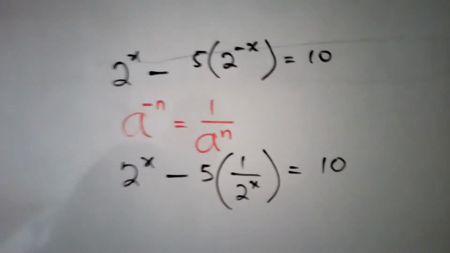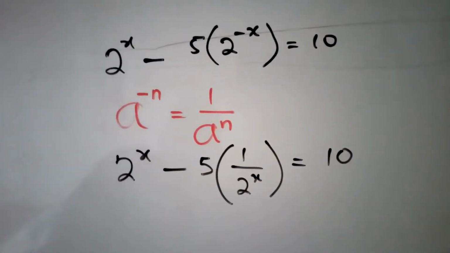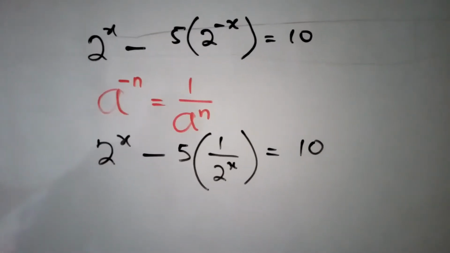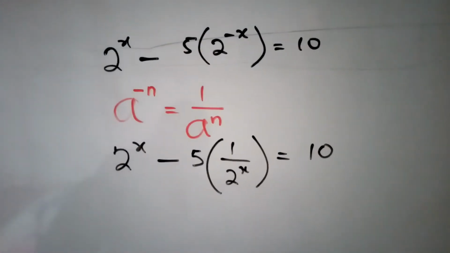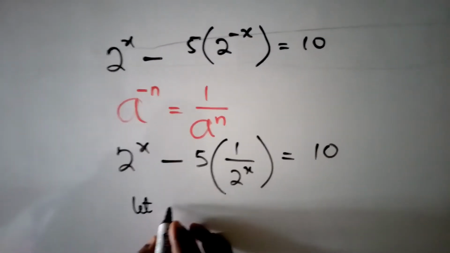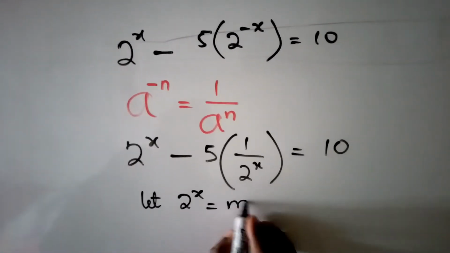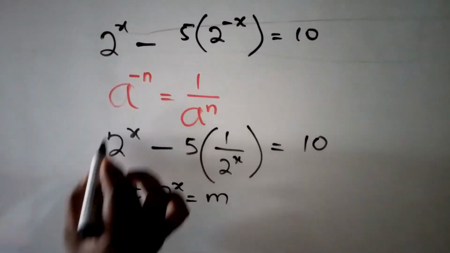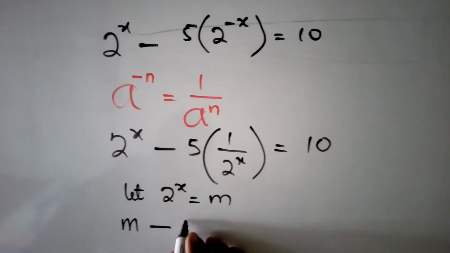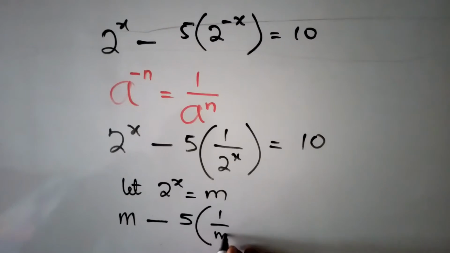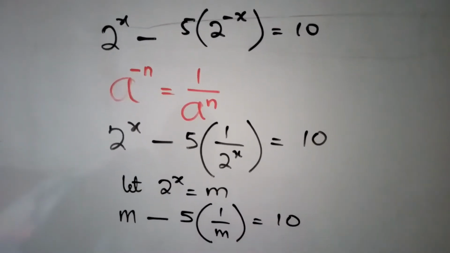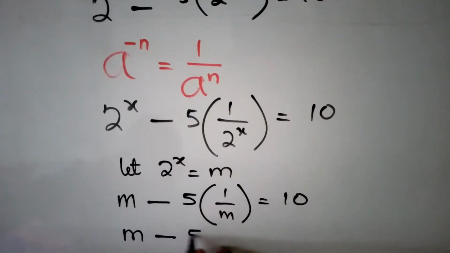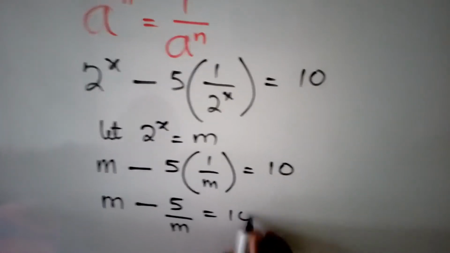And then what we have here becomes quite complex, so we'll need to substitute a variable in place of the 2 to the power x. So let's say 2 to the power x is equal to m. In that case, we have all this being m, so that will be m minus 5 into bracket 1 over m equals 10, and that can be simplified as m minus 5 over m equals 10.